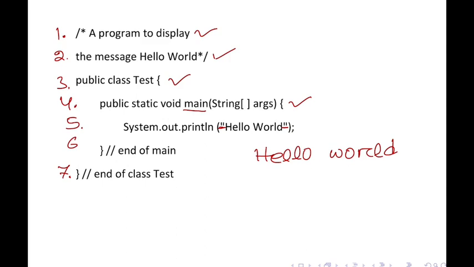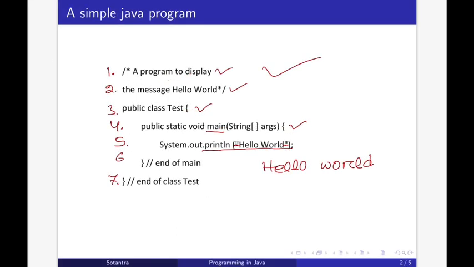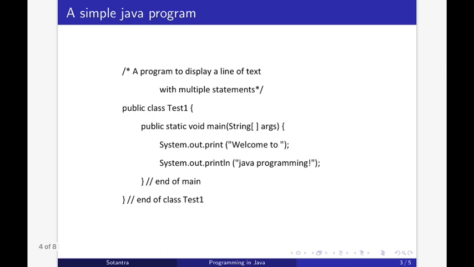So I hope this program is clear to everyone. So now we will modify this program to print text on one line by using multiple statements. Okay. So see this program, it is similar to the previous one. So for better understanding, give the line numbers. So here this is line number 1, line number 2, 3, 4, 5, 6, 7 and 8.